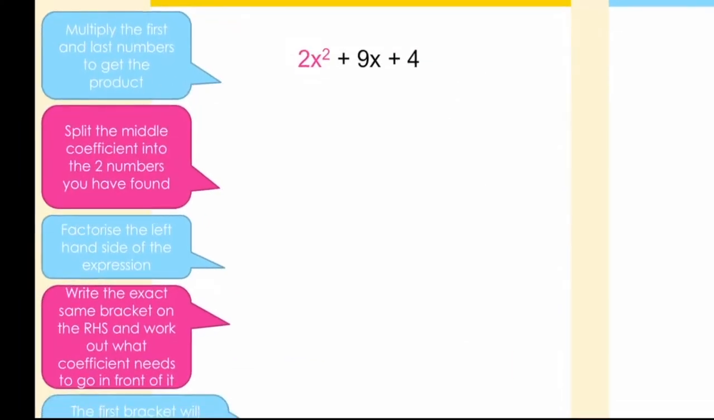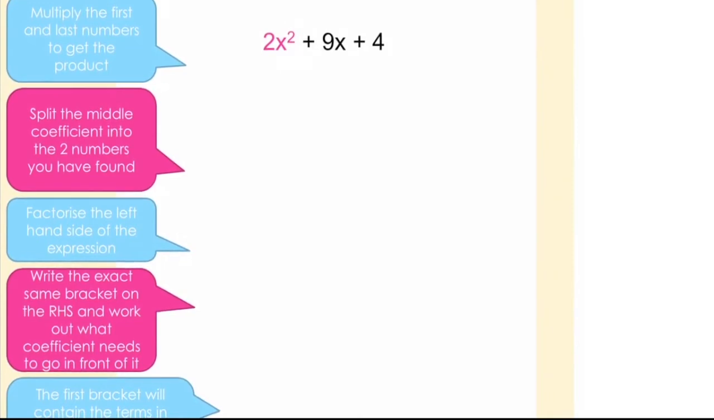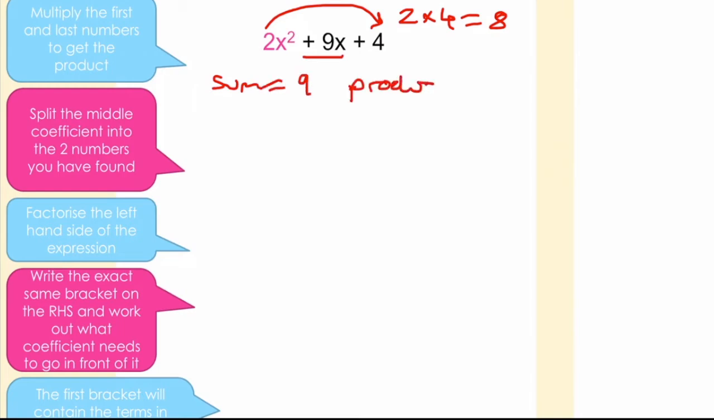So, with this first question, it's a little bit trickier, and apologies in advance for my stylus work here because it does get a little bit messy. There's a lot on the page, but I hope you can follow. So, because we've got this 2 at the beginning, we've actually got to multiply that by our last number. So our 2 we times by the 4 and we get 8. That now means our sum is still 9, but our product that we've got to find is actually now 8. Okay, not 4 as it would have been if this was just a basic one.